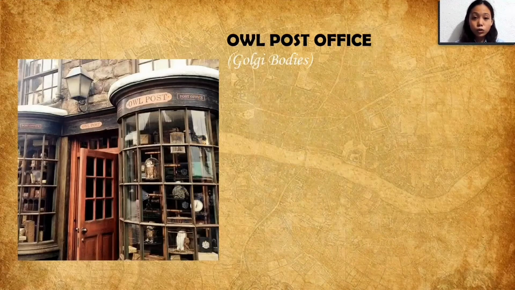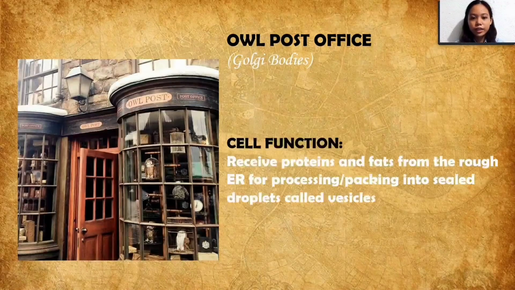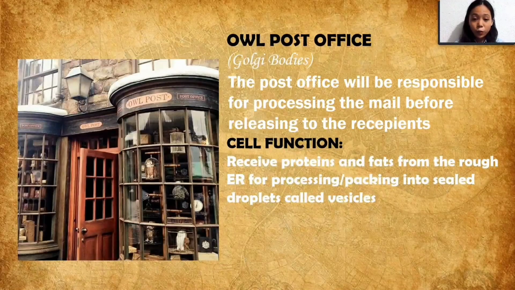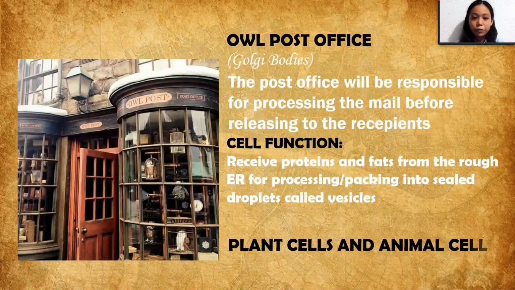Next is the Owl's post office, which I represent as the Golgi bodies. The function of Golgi bodies is receiving proteins and fats from the rough ER for processing or packing into sealed droplets called vesicles. Likewise, the post office is responsible for processing the mail before releasing to the recipients. It can be found in plant cells and animal cells.